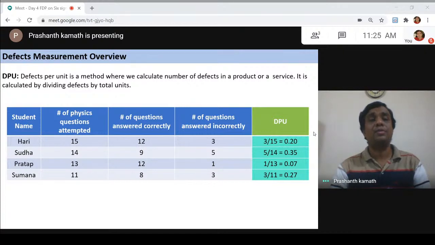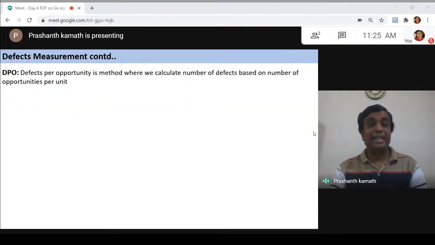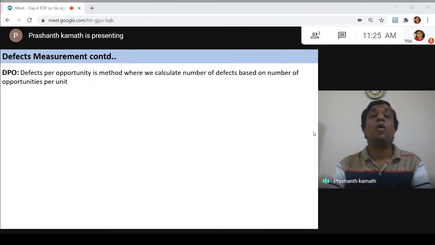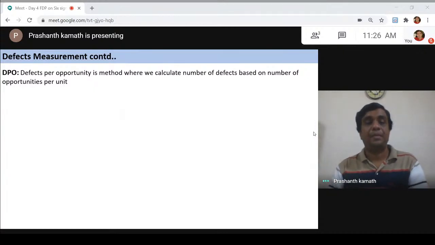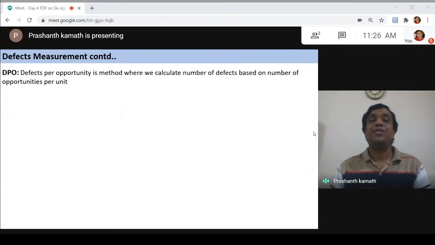Now let's get into the next concept called DPO. Very similar to DPU, there will be slight variation here. DPO is nothing but defects per opportunity. This word is very important. It's a method where we calculate the number of defects based on the number of opportunities per unit. In the previous example, the opportunity was a question attempted from the physics subject. Either you can get it right or you can get it wrong.